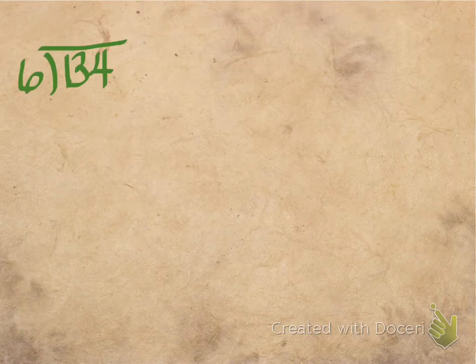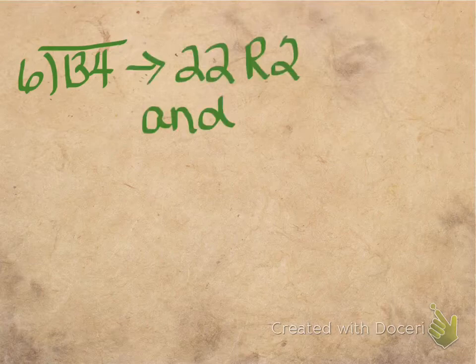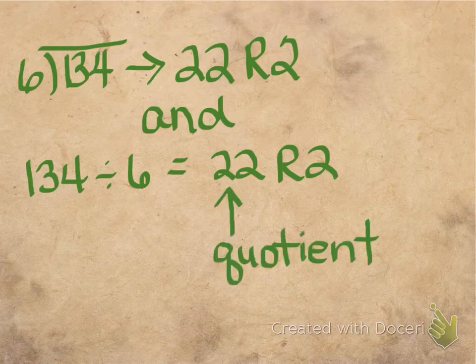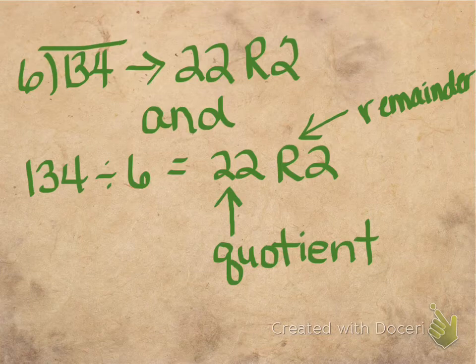So 134 divided by 6 is equal to 22 remainder 2, or if we wrote it like that, we would have the same answer, just written a little bit differently. So our answer is called the quotient. And what we have left over, those 2 remaining that we had, that is called a remainder. So if you want to write that in your vocabulary, you can do that.